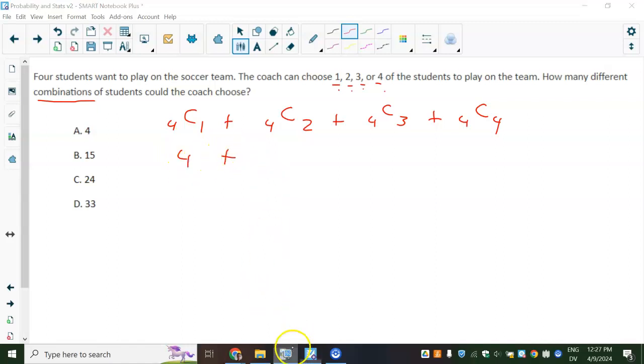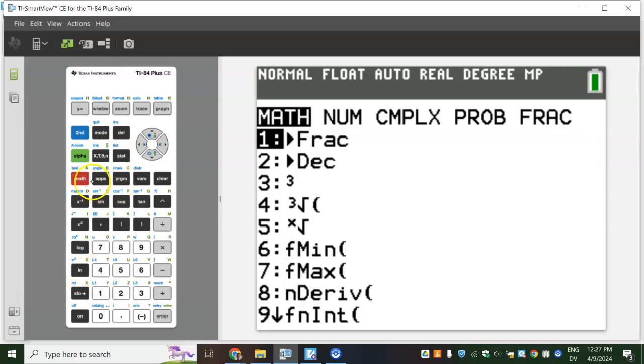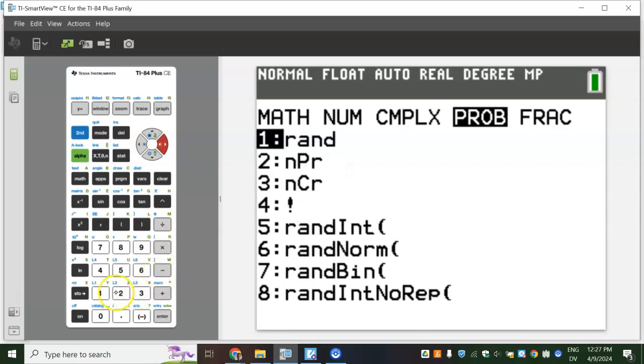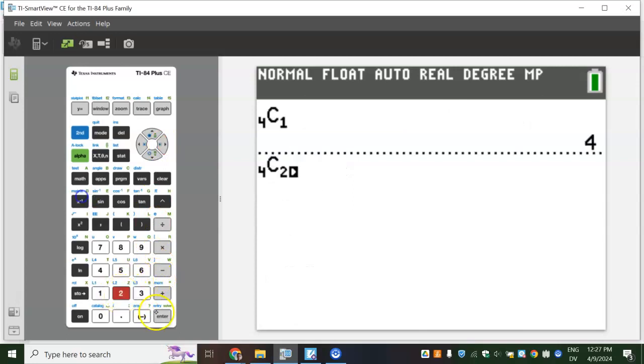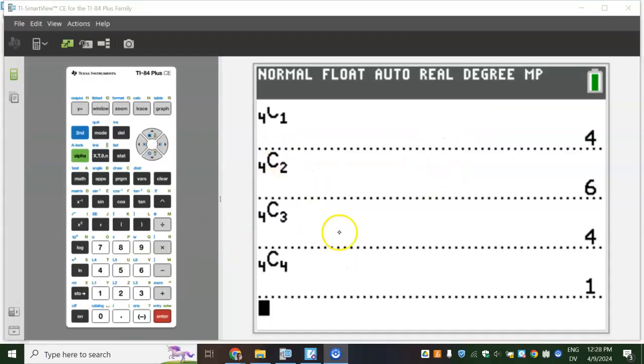Okay, and then just keep doing the rest of them. 4, math, probability. So there's 6 ways to do that one. And then I think these other 2 are going to be both 6 and 4, but we can verify real quick. So I'm glad I did it because I was wrong. 4C3 is 4, and 4C4 is 1.